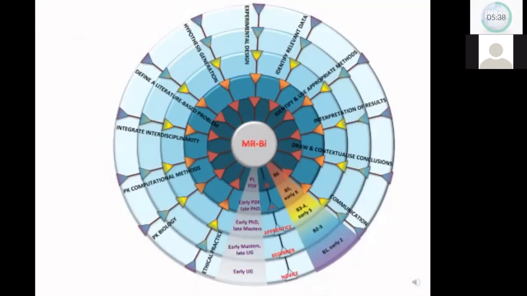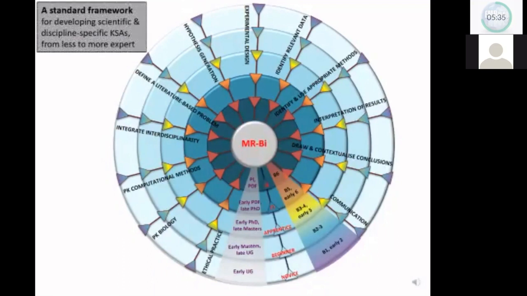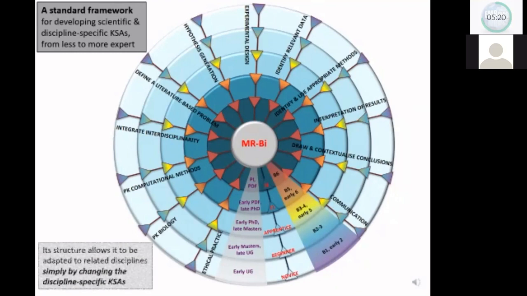And now bringing all of these components together, these cognitive layers, this is the master rubric for bioinformatics, a standard framework for developing scientific and discipline-specific KSAs from less to more expert. And one of the really useful things about it is that its structure readily allows it to be adapted to related disciplines. This is simply by changing the discipline-specific KSAs while keeping the scientific method-related KSAs essentially the same or intact. So it's a plug and play tool, if you like, for related scientific disciplines.